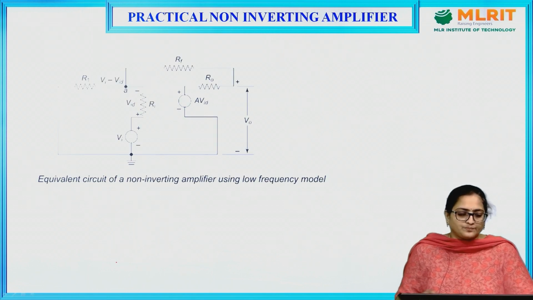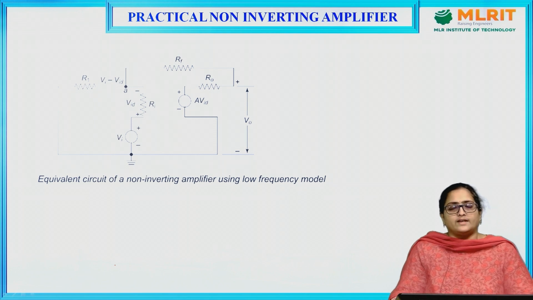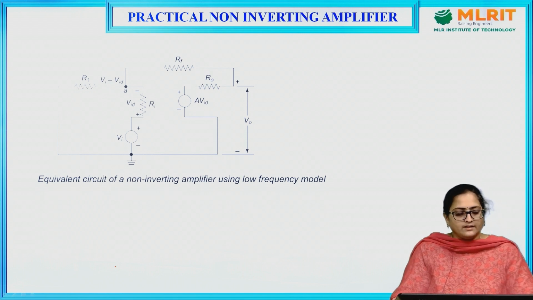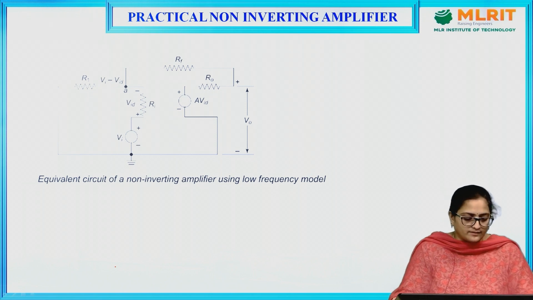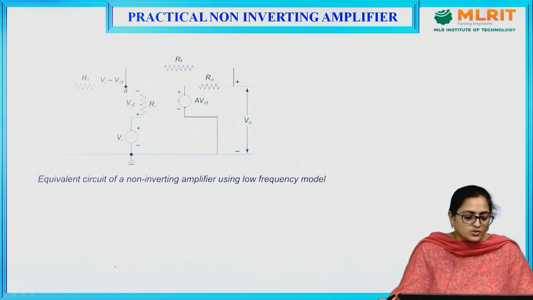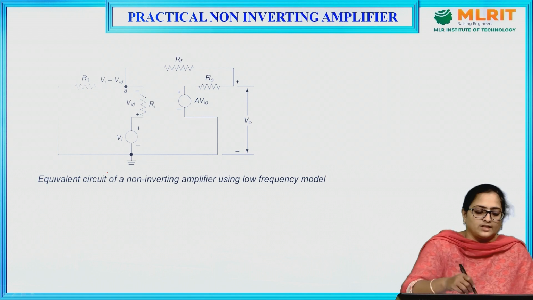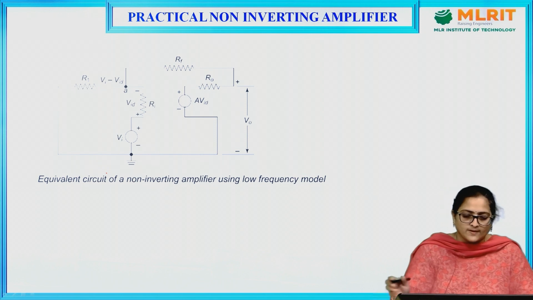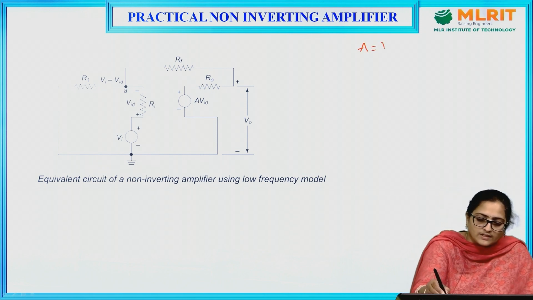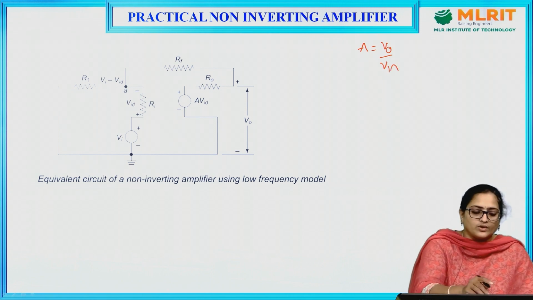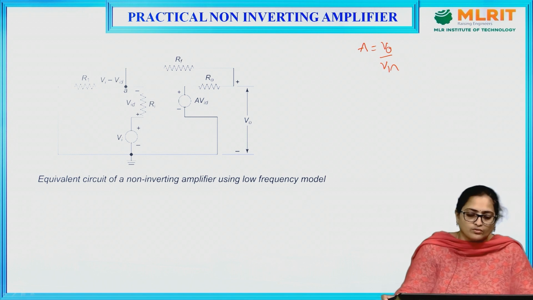The next one is how to determine the gain for the equivalent circuit of a non-inverting amplifier. This is an equivalent circuit of a non-inverting amplifier. For this equivalent circuit, we need to determine the gain. If you want to determine the gain, first you need to analyze the circuit. The complete equation should be in terms of input voltage and output voltage. The gain A is given as V0 by Vin. So you need to determine the complete expressions from the circuit in terms of V0 and Vin.